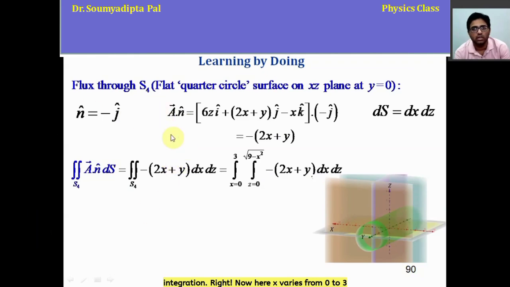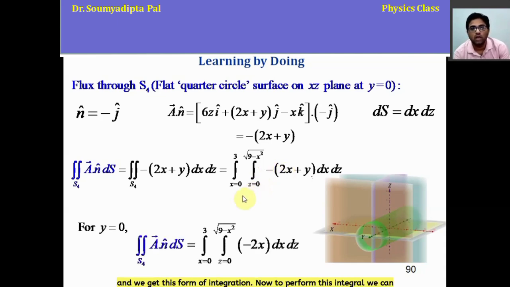Now here x varies from 0 to 3, and as x and z are dependent by the equation of circle, that is x square plus z square equal to 9, the variation of z will be from 0 to root over 9 minus x square on the xz plane. Okay. Now on xz plane y equals to 0, and we get this form of integration.